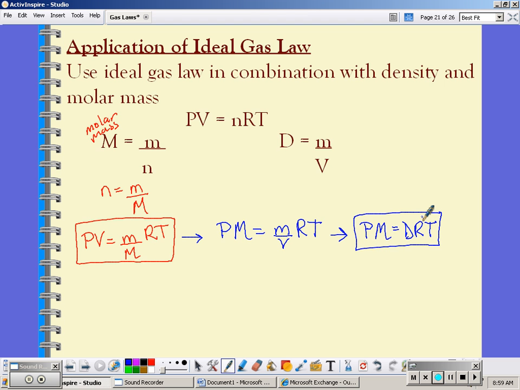So now I have two applications of my ideal gas law. I've related the ideal gas law to molar mass, and I've related the ideal gas law to density. One way of remembering the application with density is by remembering in the PM you are DRT. So PM equals DRT.